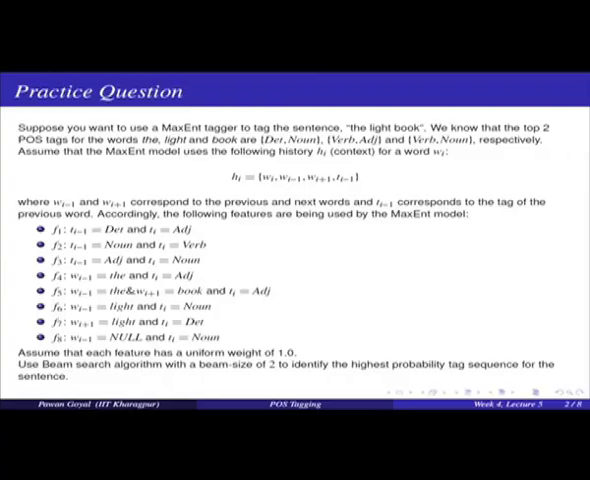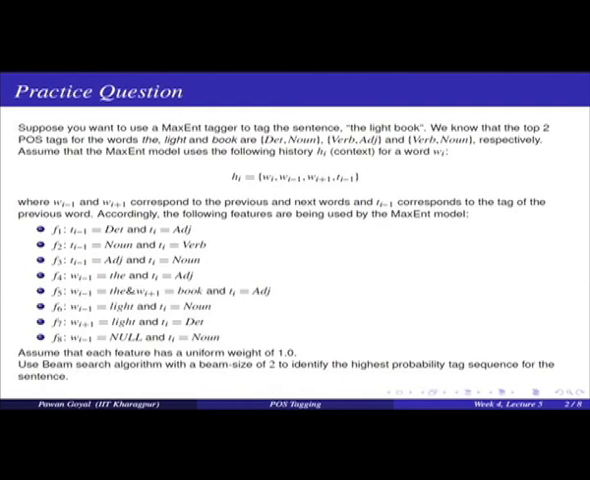What do I mean by a beam size of 2? At any given point you will keep only the top 2 highest probability tag sequences, and everything else you will forget. So, at any point you will know the top 2 tag sequences till this point, and overall you have to find the highest probability tag sequence for the sentence, that is the light book. So, let us see how we solve this.